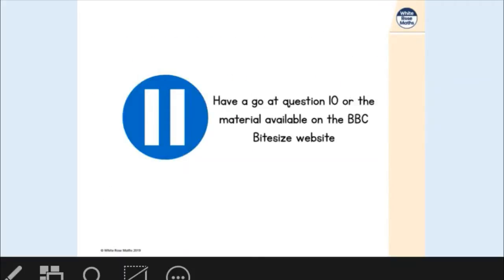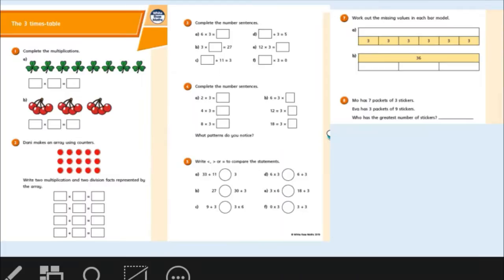You're now ready to have a go at the last question on the worksheet if you've got it in front of you. If not, have a look, see if there's any more questions about the 3 times table on the BBC Bitesize website. Okay then guys, so like I said, that last question, you've had a go at practicing it, but you won't need to do that yet until tomorrow, okay? So I'll show you what you're doing today.